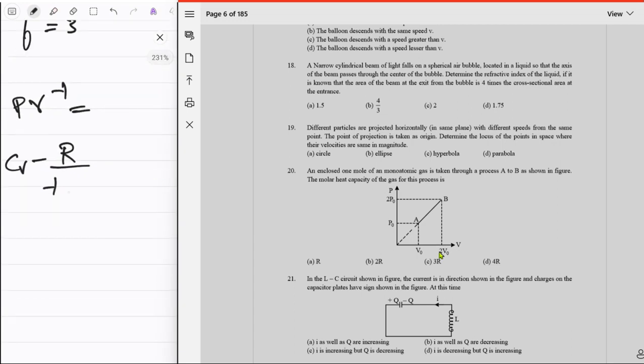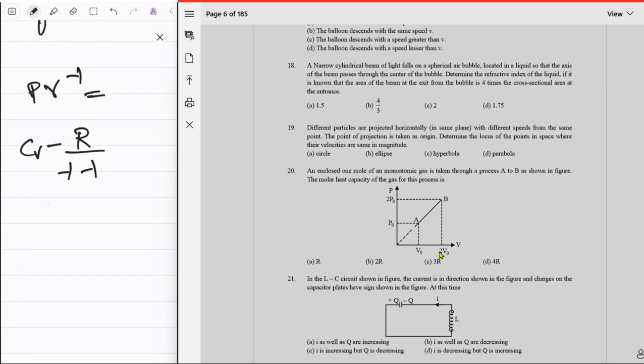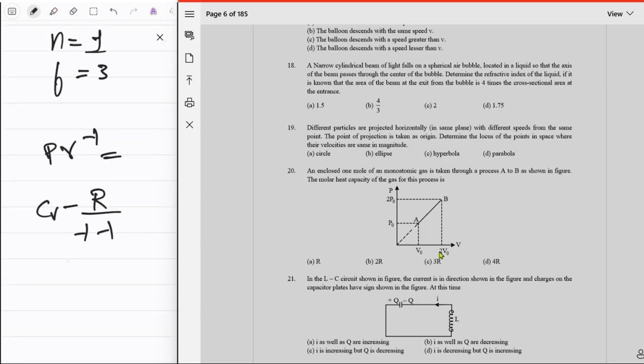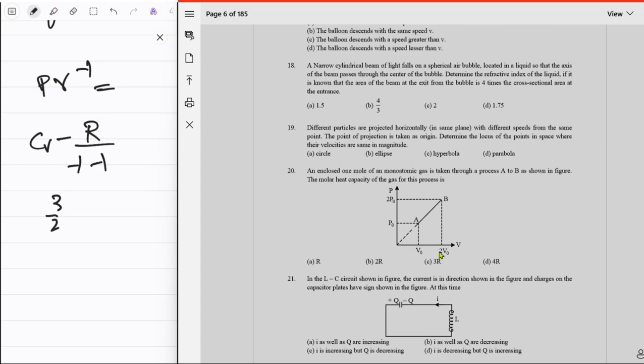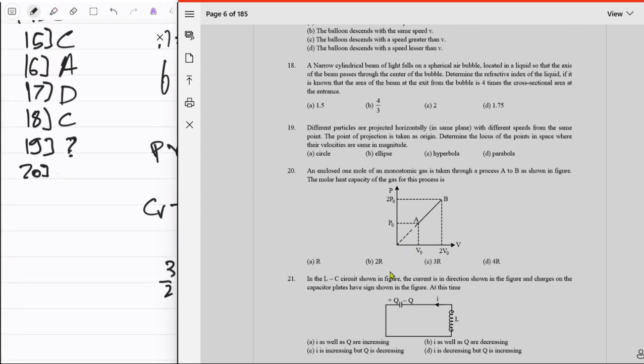यहाँ पे X is just negative 1. CV plus R upon 2 in this case, right? Which is 3 upon 2 plus 1 upon 2, R. So just 2R. 2R is the heat capacity. So B is the answer. Next question. That's not molar heat capacity, whatever.